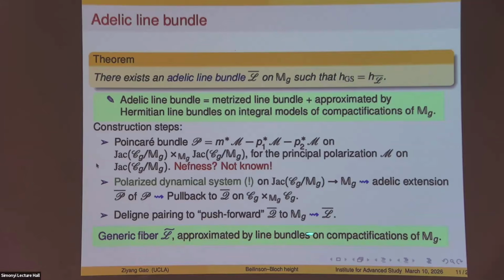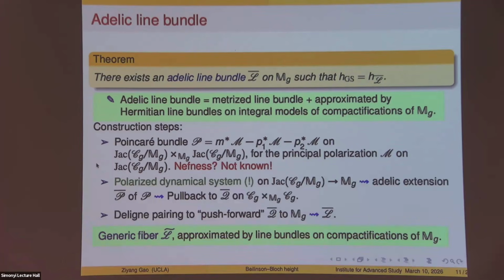But even for that, we are actually doing some limits. We're considering all the line bundles, all the compactifications, and doing some limits. And they are approximated by line bundles on the compactifications. So even over Q, there's a new theory there. I will always use L tilde to denote this generic fiber.